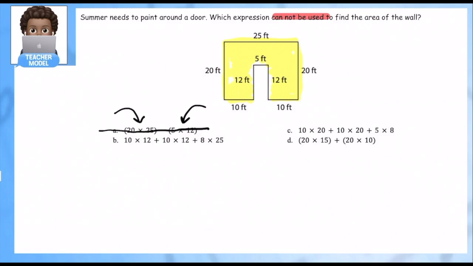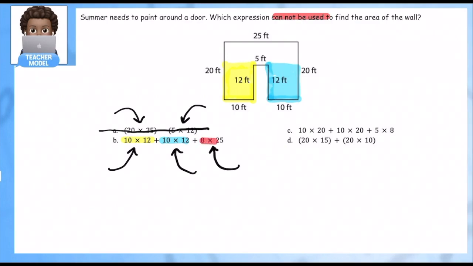All right, let's clear this up again. I love a visual. Here I have 10 times 12, 10 times 12, and 8 times 25. First, let's try and find the 10 times 12. Here's 10, here's 12. So this would be the area of that section, 10 times 12. And then the next part is plus 10 times 12, so that would mean another 10 times 12. So this section.